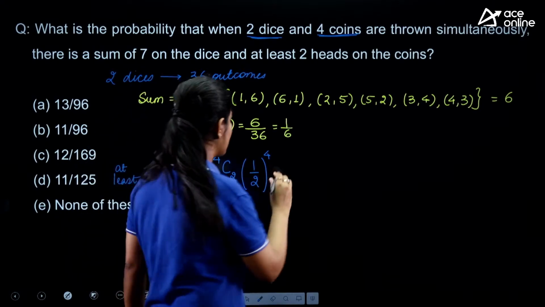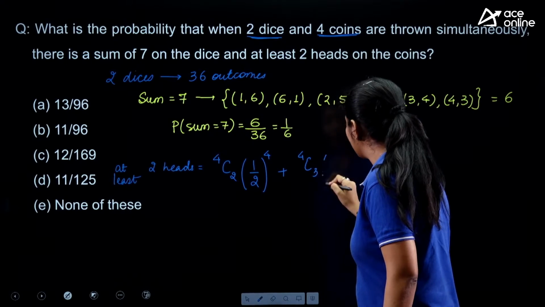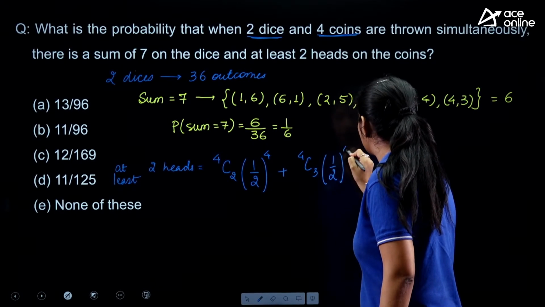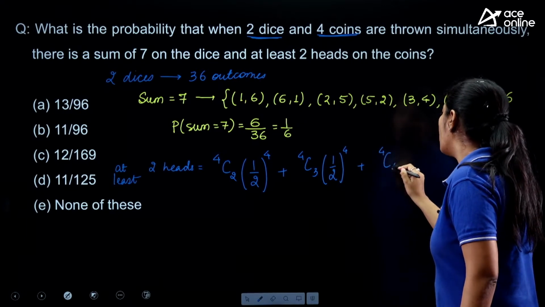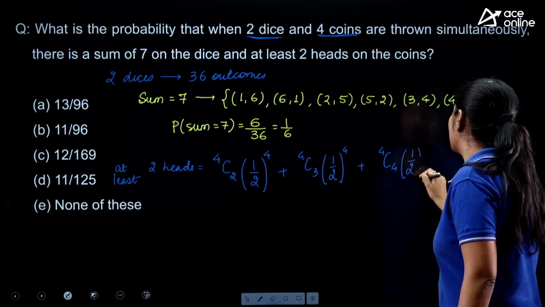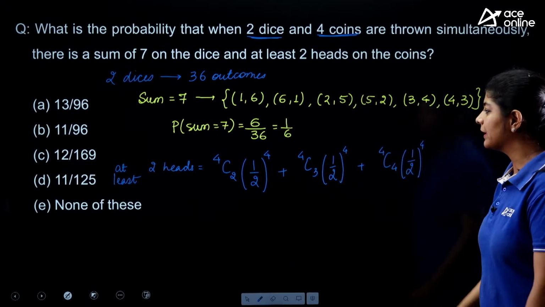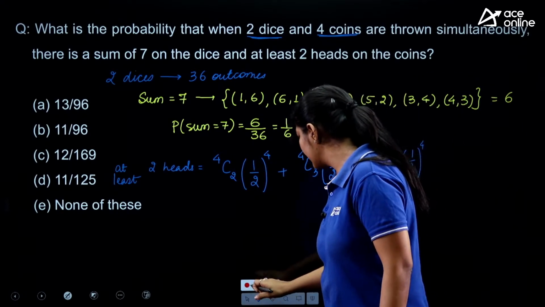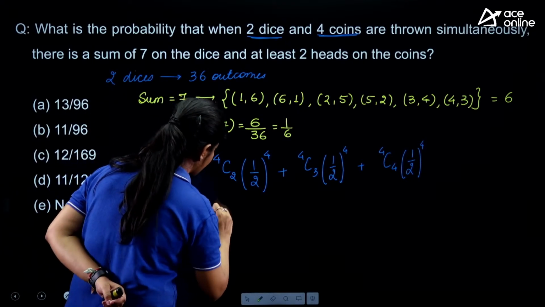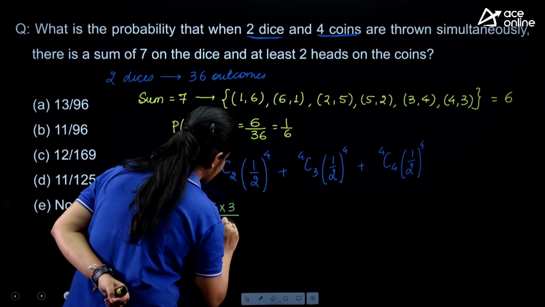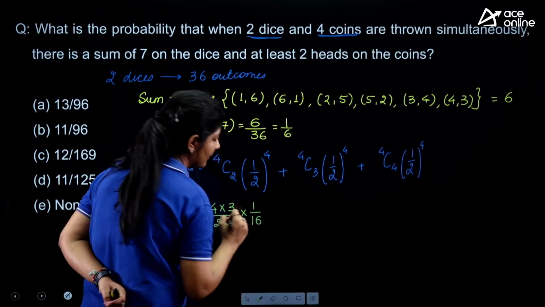And how many coins are we having? 4, right? What if I am getting 3 heads? So out of 4, in 3 coins I am getting heads, the probability is 1 by 2, and we are having 4 coins, right? Now what if I am having all 4 heads? So 1 by 2 to the power 4. This is what I need to solve, and ultimately I'll get my probability. So what we can write over here is nothing but 4 into 3 divided by 2 into 1, multiplied by 1 by 16, right?